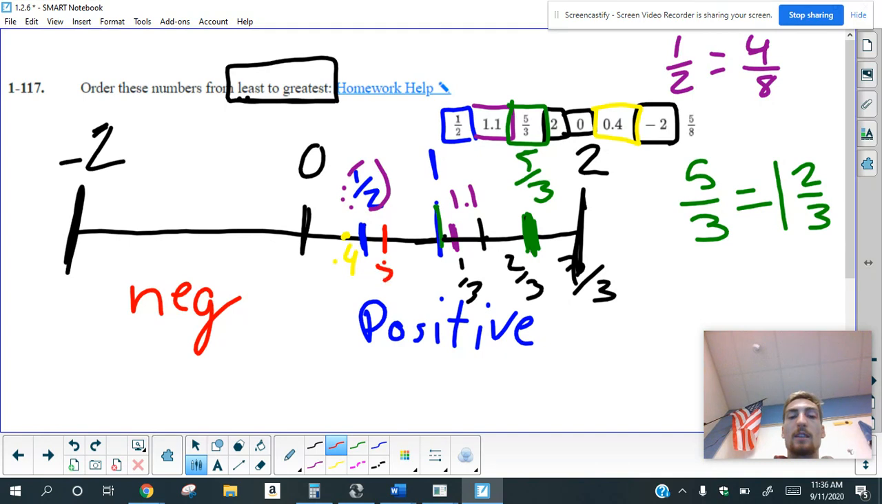So it'd be about right here, 5 over 8. And so I completed this using a number line, but I do have these numbers from least to greatest, right? I have -2, and I have 0, 0.4, half, 5 over 8, 1, 1.1, 5 over 3, and then finally 2.